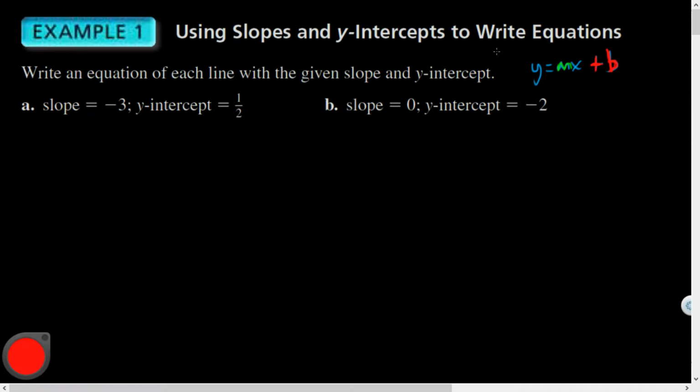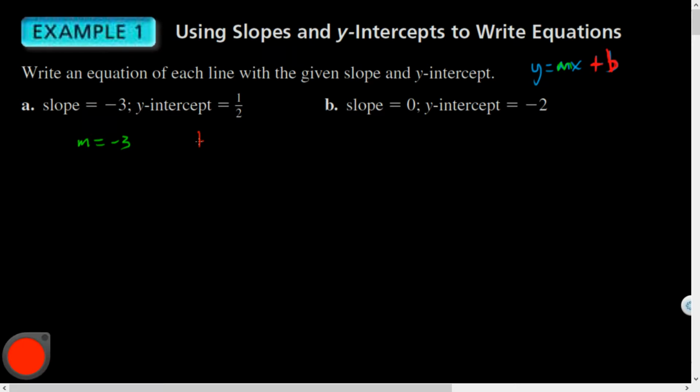And so I like to think about the M and the B as being the unique DNA that makes a line different than all of the rest. The activity we're doing today is, imagine you're a crime scene investigator and you're trying to figure out which line did it. You've got some evidence at the scene, and we sent it back to the lab and it turns out the slope was -3. So now you know that your line has got to have an M equal to -3. There are infinitely many lines that have a slope of -3, but we've narrowed down our list of suspects.